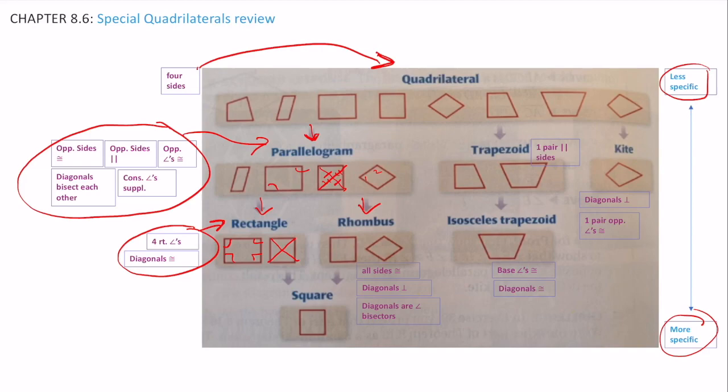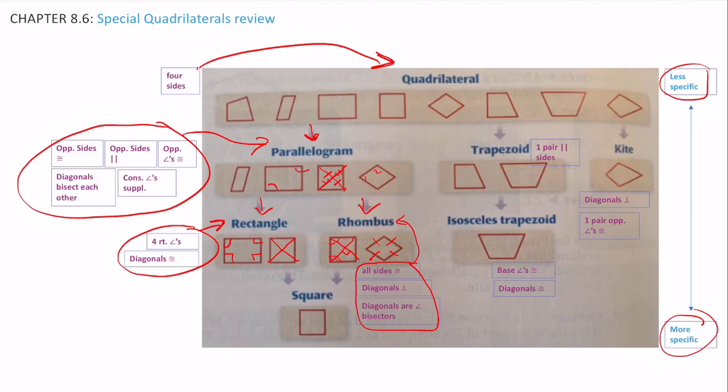The rhombus, if it's a rhombus, we know that all four sides right here are congruent. So 1, 2, 3, 4. We know that the diagonals are perpendicular. So if you drew a diagonal on a rhombus, that's perpendicular. And the diagonals are angle bisectors. So we know that that and that is congruent, right? We could say that that and that is congruent. We go right around. So all of these characteristics are specific to a rhombus. So remember, a rhombus has all of the characteristics of a parallelogram, plus these three new additional characteristics.